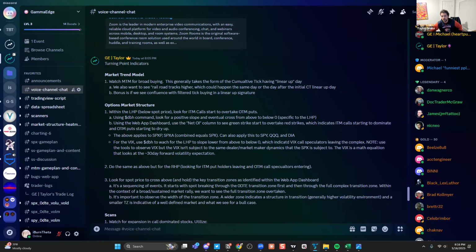What screen do you guys see right now? Sorry, I've got multiple. I don't know if you guys see the Discord or if you see the market trend model. Discord. Okay, cool.